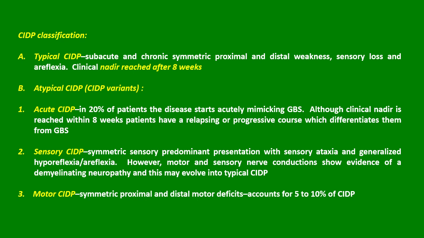Number 2, sensory CIDP. Symmetric sensory predominant presentation with sensory ataxia and generalized hyporeflexia/areflexia. However, motor and sensory nerve conductions show evidence of a demyelinating neuropathy, and this may evolve into a typical CIDP. Number 3, motor CIDP, symmetric proximal and distal motor deficits. This accounts for 5 to 10% of CIDP.